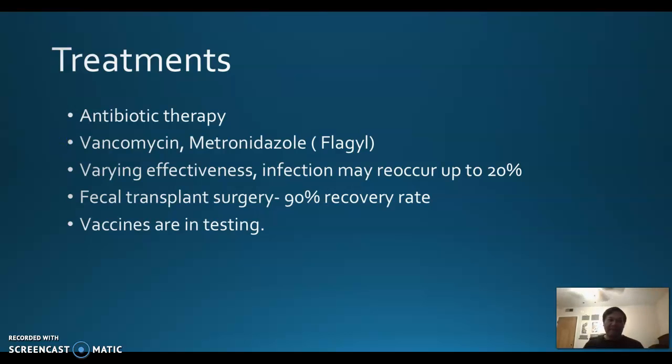Moving on, we have treatments. So strangely enough, the introduction of antibiotics, which wipes us of our good bacteria, is also the therapy that we use to treat people with C. diff. So the most commonly used are vancomycin and flagyl. Now these have varying degrees of success, obviously based on the person that is being afflicted, how severe the case is. So there's varying effectiveness. And also these infections can reoccur in up to about 20% of people or so.